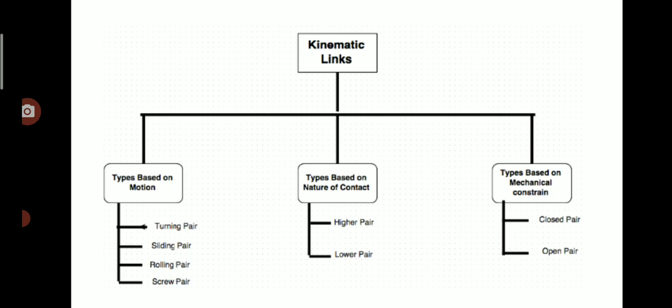So generally these pairs are classified as: number one, type based on motion; type based on nature of contact; and type based on mechanical constraint. According to the type based on motion, we have four important pairs: turning pair, sliding pair, rolling pair and screw pair. Second, according to type based on nature of contact, higher pair and lower pair. And lastly, types based on mechanical constraint, closed pair and open pair. We will learn all these types of pairs in further slides.